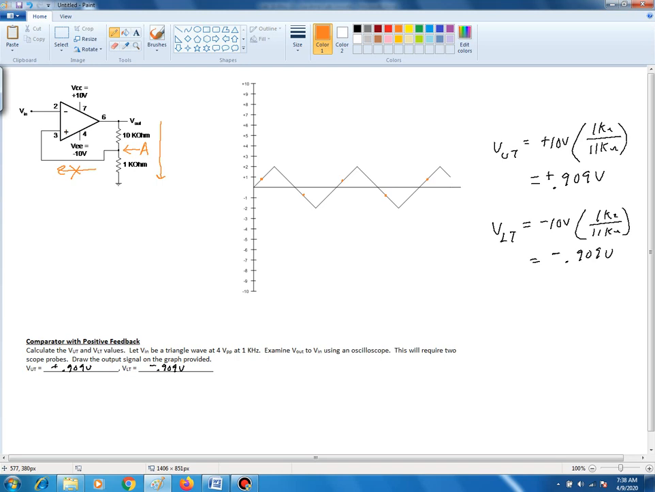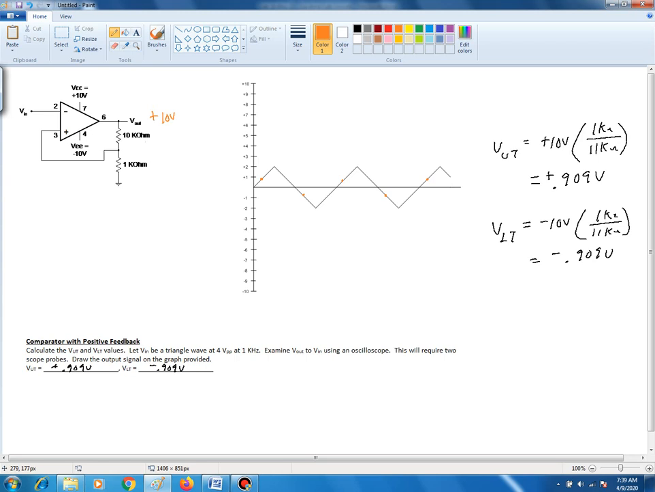The question now is just, where is it going to start? Are we going to start off, when we're drawing this from left to right on the plot, in positive saturation or in negative saturation? So that is the question. Now, if we were to assume that we're in positive saturation, and let's put that here, we will have positive 10 volts right there.